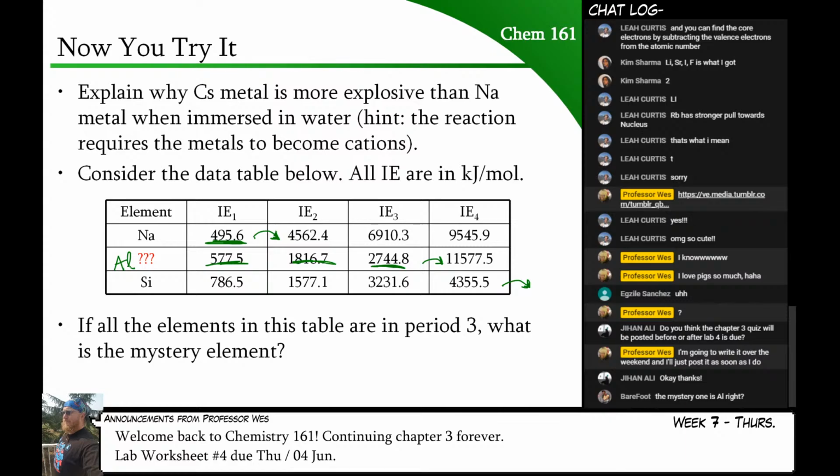All right. That's ionization energy, and that's all we're going to talk about, I believe, because we're going to move on to electron affinity, which is just the opposite of ionization energy, really.